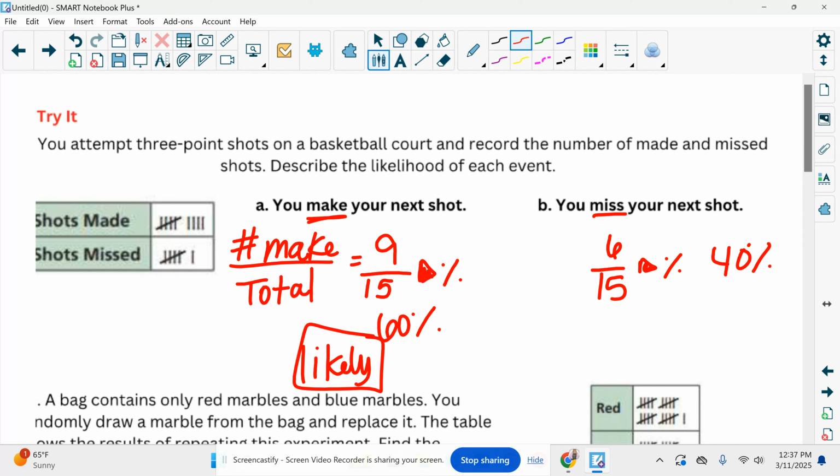Maybe unlikely. You have to go based off the diagram. If it's less than 50, it's unlikely. If it's more than 50, it's likely. If it's 100%, it's certain. If it's exactly 50, it's equal because it's a 50-50 shot. 50% you will make it, 50% you won't make it. Okay?